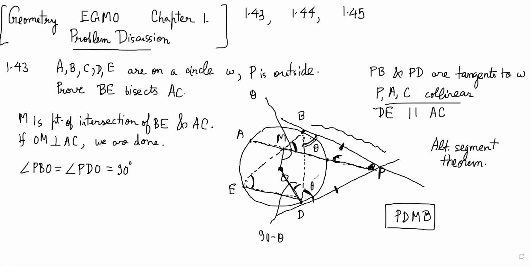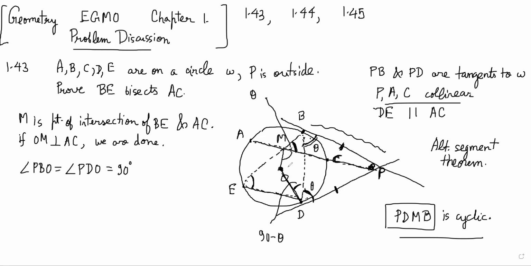BP chord is subtending same angles, theta here and theta here. So it is cyclic, right? Also, the 5 points are all cyclic. We know PDMB is cyclic for sure. Now, can we show that O is also on the circle?